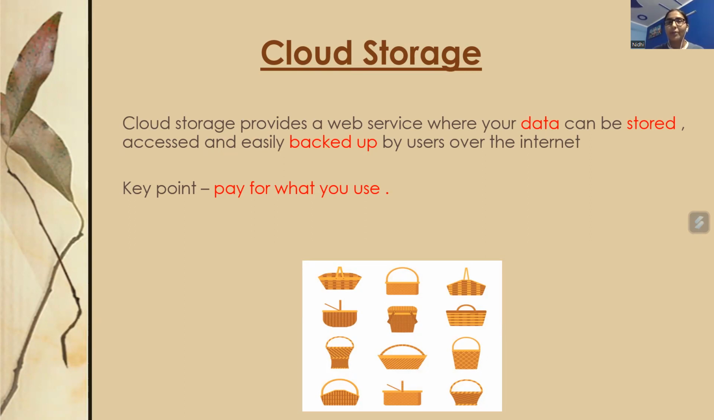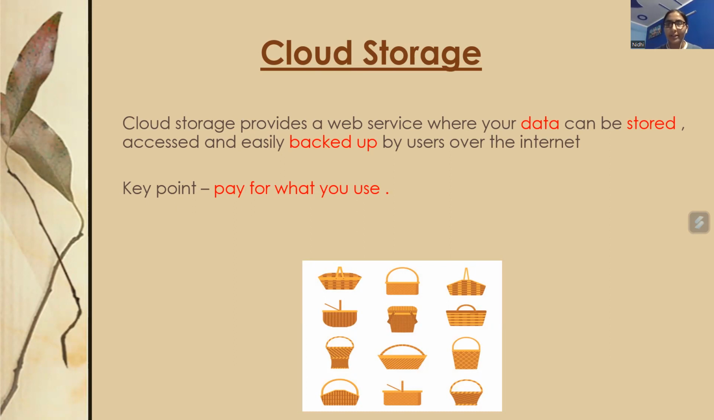So there is an option with AWS, that is cloud storage, where you can just store your data, and that data can be files or videos or images, anything, even the code. So you can just store your data and back up the data over the internet. So AWS provides us with the feature of cloud storage. As you can see in the picture, we have different types of baskets. Similarly, AWS has different types of cloud storage.